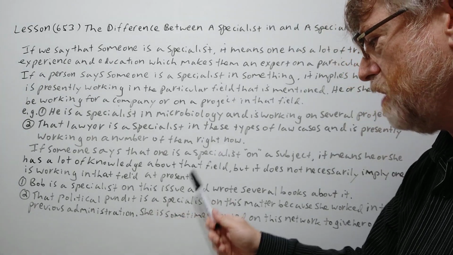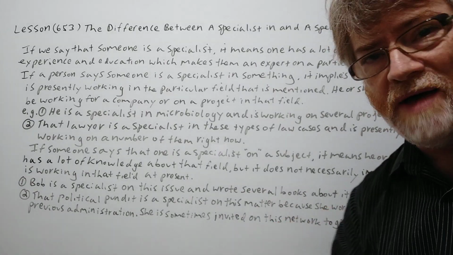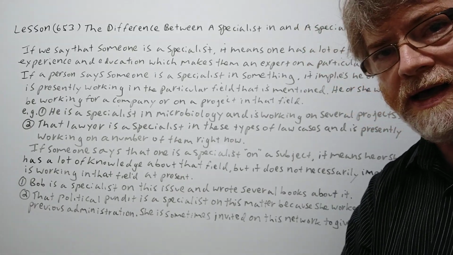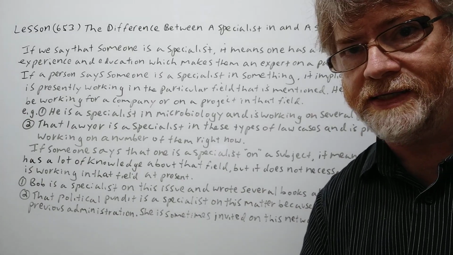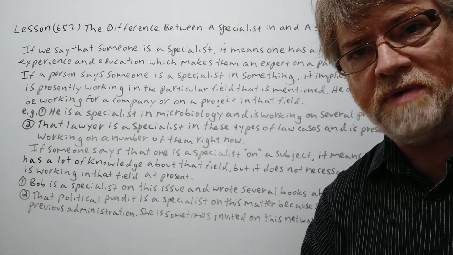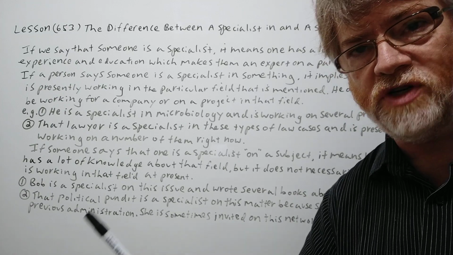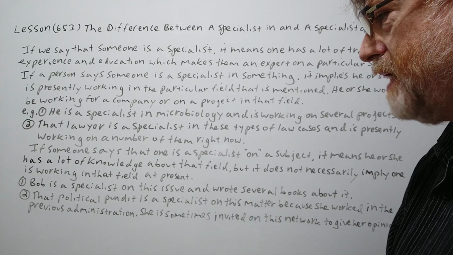Bob is a specialist on this issue and wrote several books about it. So obviously he had a lot of knowledge. He had enough knowledge to write books about it. Maybe at one time he did work in the field, but at this time, not necessarily. We don't know. Maybe after his books he stopped, or maybe he stopped to write the book. So he may not have a job in this field at this moment.